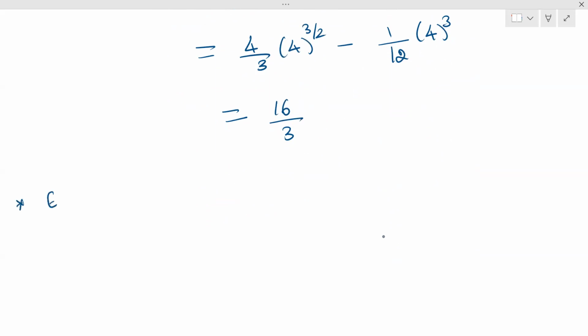The next problem, evaluate the integral from 0 to 3.